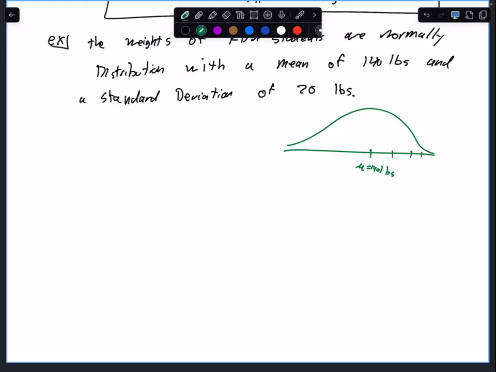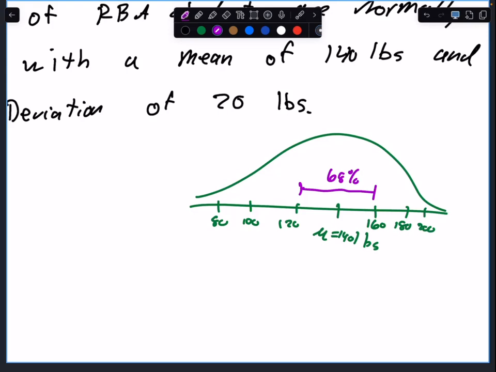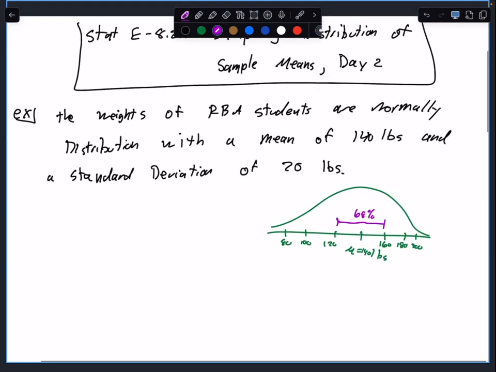And if I added some standard deviations, I get 160, 180, 200. And if I went below, I get 120, 100, 80. So basically, about 68% of students in this school, if this is real information, because I don't know the weight of students, I could estimate what the weights of the students are going to look like, doing what we're doing here. But we're saying that we know this. So like 68% of students weigh between 120 and 160 pounds is what I'm saying here at RBA. Okay, it seems kind of reasonable.